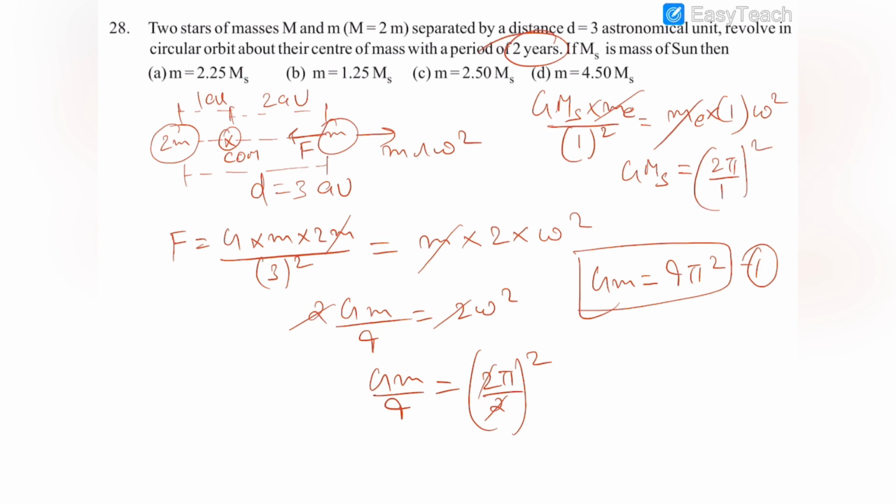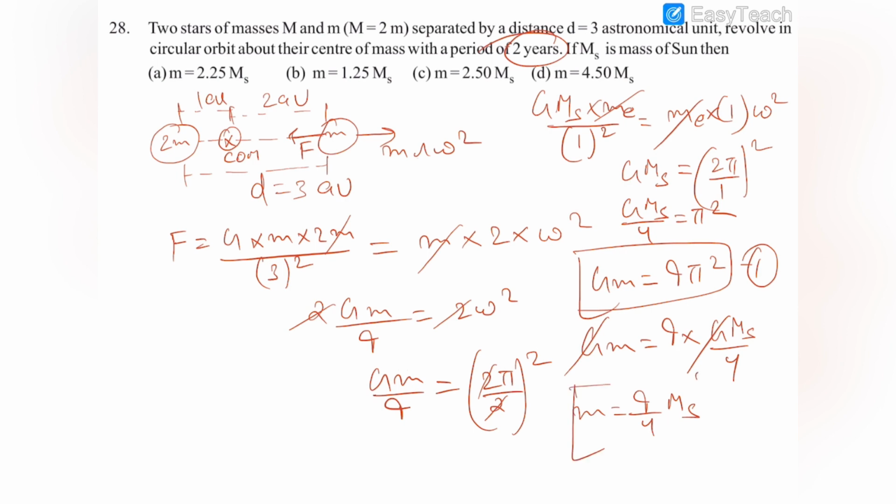So you can see that if we equate the value of pi square, GMs by 4 is equal to pi square. So Gm is equal to 9 pi square, which is GMs by 4. So cancelling out this G with G, you can see that m is equal to 9 by 4 Ms. So 9 by 4 is 2.25. So the correct answer would be option number A.